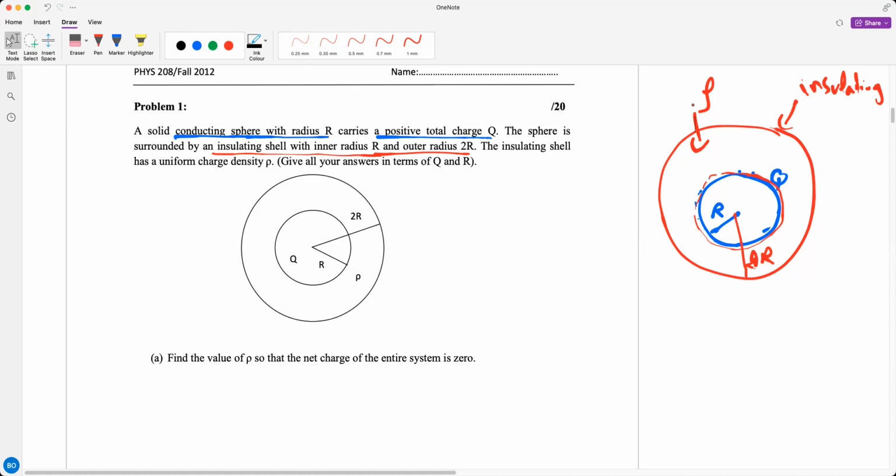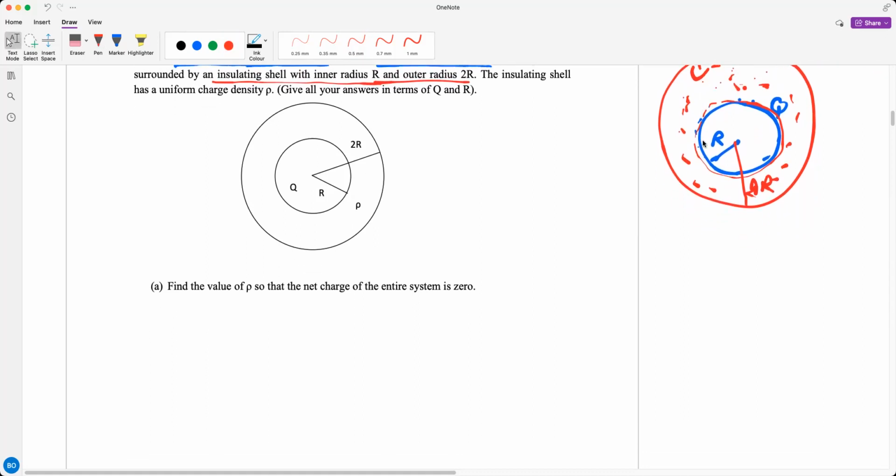And then we put an insulating spherical shell, and this shell has a charge density. Now remember, in the insulator, the charge is distributed within the volume, uniformly distributed. So find the value of rho so that the net charge of the entire system is zero.